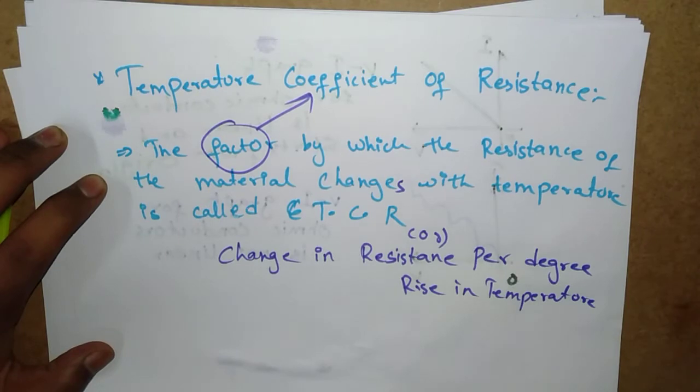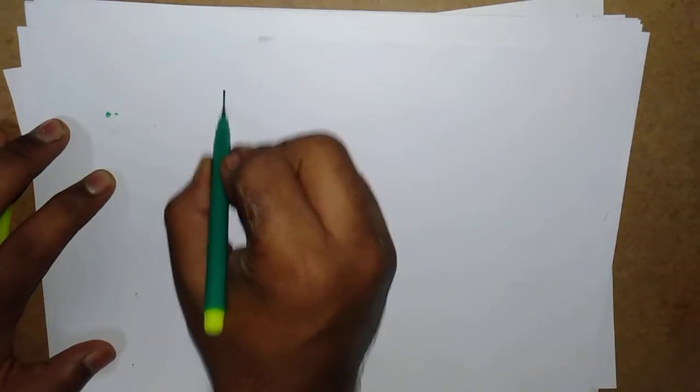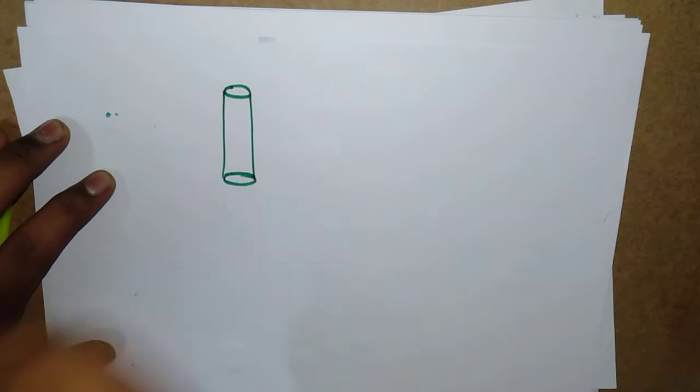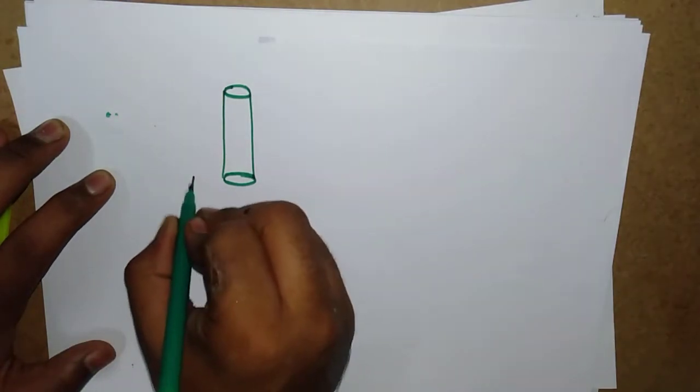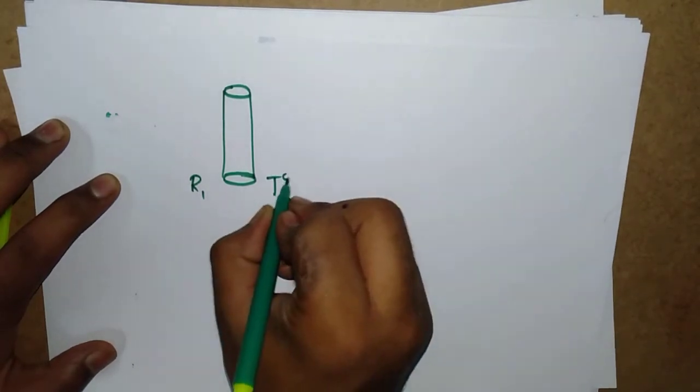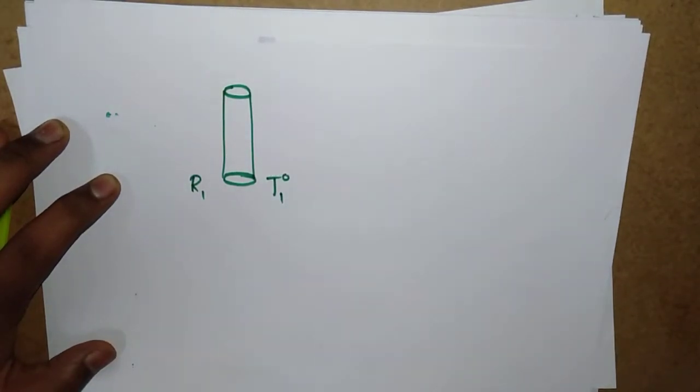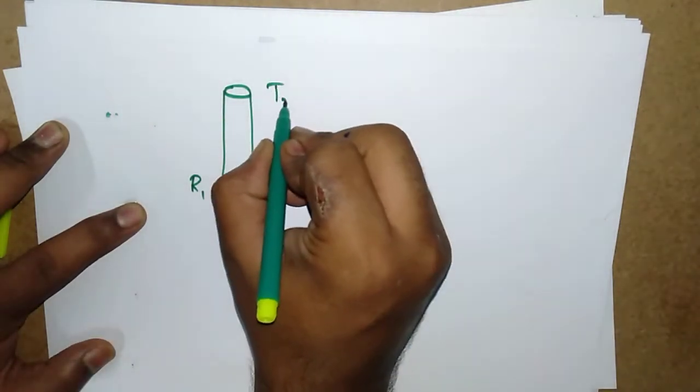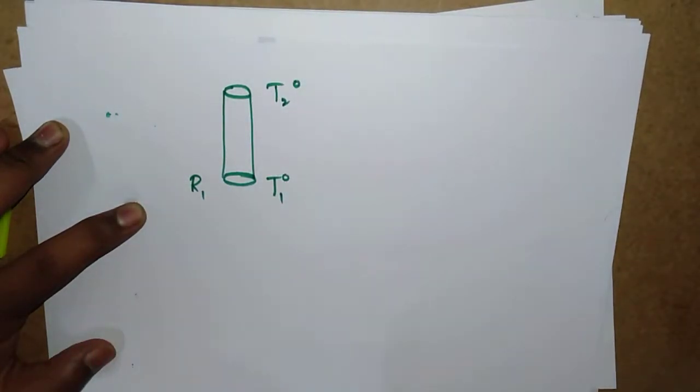Okay, let me explain you clearly. Pay attention here. For example, I have a conductor. Its initial resistance is R1 and its initial temperature is T1 degree. Now I am heating this conductor, then its temperature will change to T2 degree, and obviously its resistance will increase.